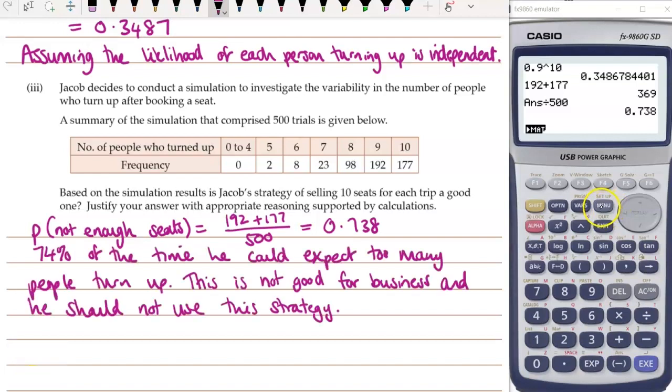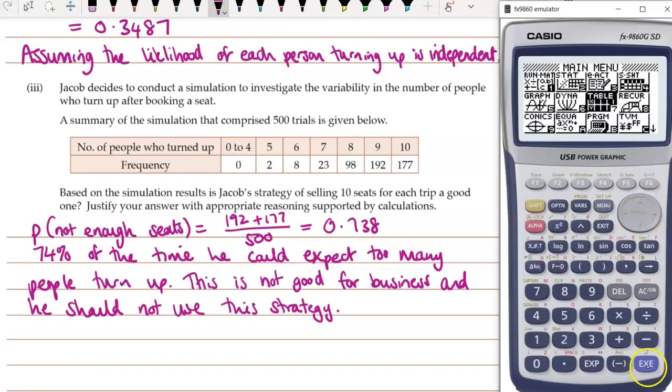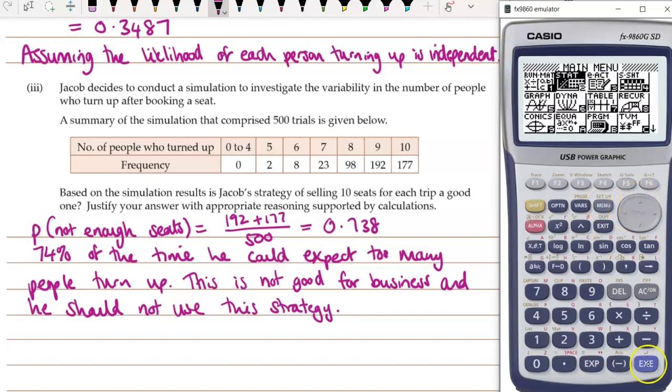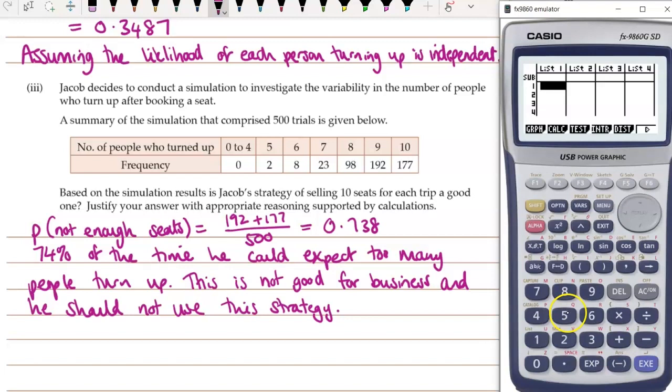The other way we could support this reasoning is if we get the expected number of people turning up, and I'm just going across to the stats menu here. We can put these numbers in to our table and it can give us the expected amount. I haven't bothered putting in the 0 to 4 people because that would be times by 0. So we had 2, 8, 23, 98, 192 and 177. Now the calculator can work out the expected number of people to turn up. We just need to tell it that the frequency is sitting there in list 2.